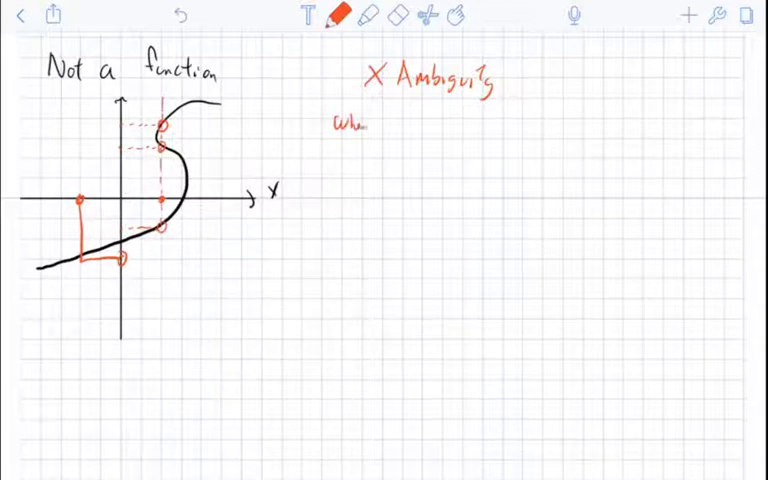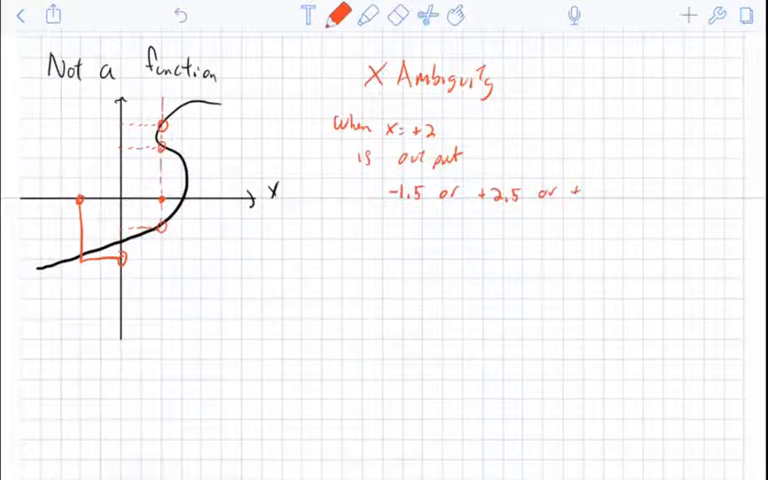When x is equal to plus 2, is the output, let's see, that's minus 1.5 or plus 2.5 or plus 3.5? It's not clear what the output is.